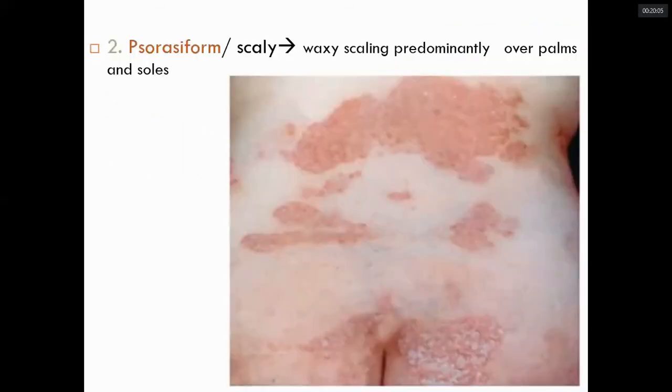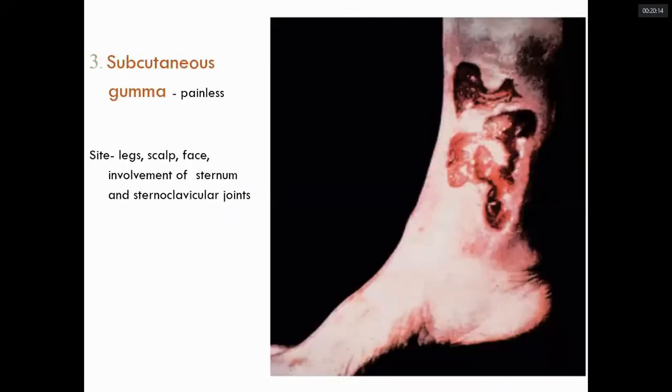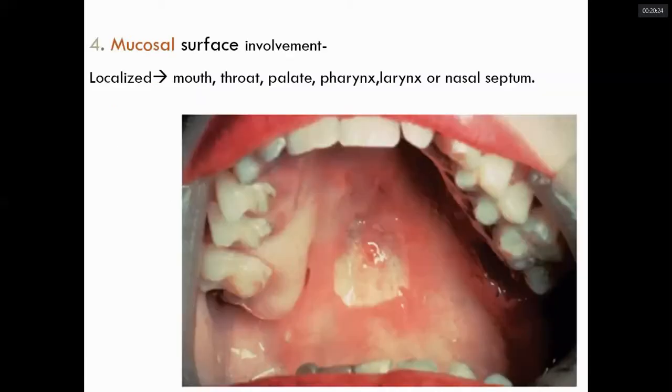It can be psoriasiform, like psoriasis, with hyperpigmented scaly plaques, mainly seen over the palms and soles. There can be subcutaneous gumma also, which is painless. The most common sites of subcutaneous gumma are the legs, scalp, face, sternum, and sternoclavicular joints. Gummas can also be seen in mucous membranes, like the mouth, throat, palate, pharynx, larynx, and nasal septum. These are gummas.